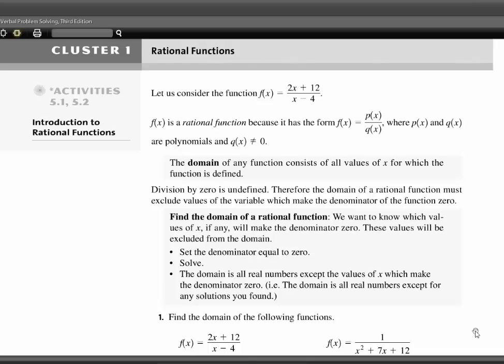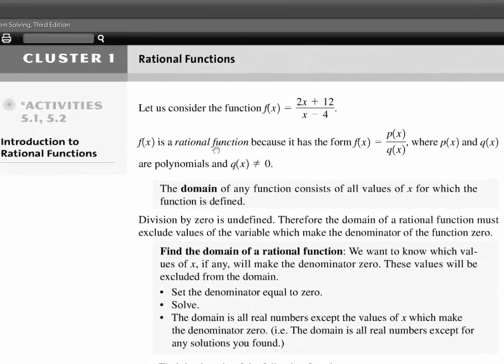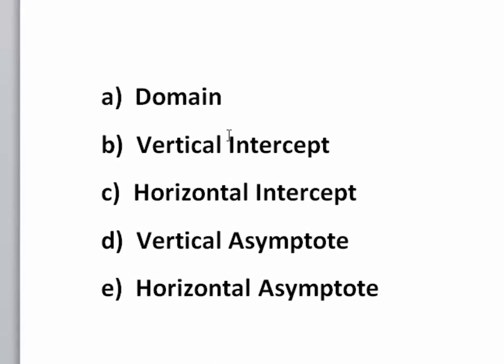Hello, class. In this video, we continue with activity 5.1, our treatment on rational functions. So let's take stock of what we've done so far. For any rational function, we are able to determine the domain, the vertical intercept, the horizontal intercept, the vertical asymptote, and now we're going to discuss the method of finding horizontal asymptotes. There's actually two ways we can do this, so I will go through the various methods over the course of one or two videos.